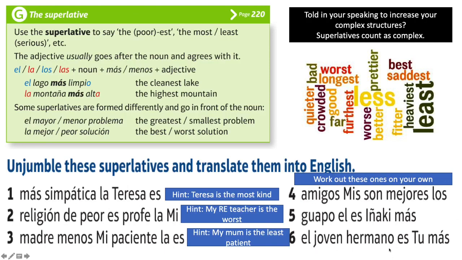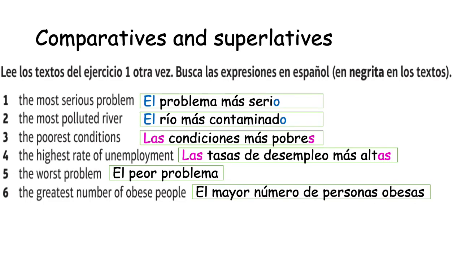And the last one, you want to say your brother is the youngest one. So tu hermano es el más joven. Tu hermano es el más joven. Vale, continuamos.